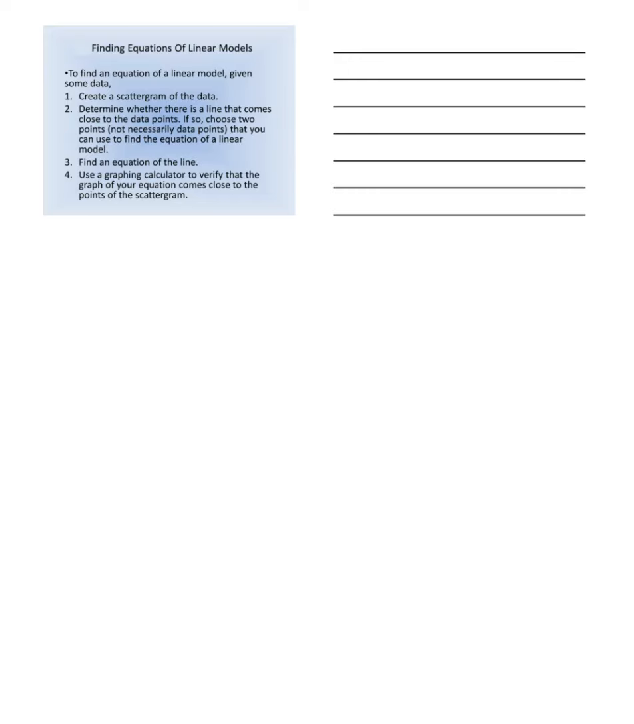Pardon me, they don't necessarily have to be data points, so do keep that in mind. And these are points that you can use to find an equation of a linear model. 3. Find an equation of a line. And 4. Use a graphing calculator to verify that the points of the scattergram lie on or close to the line of best fit.